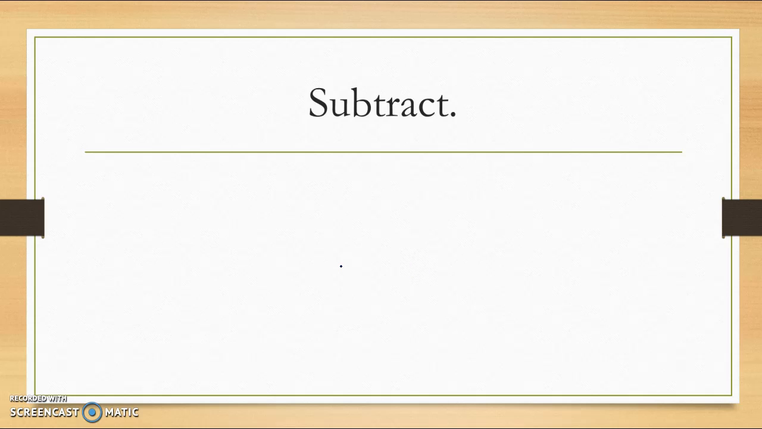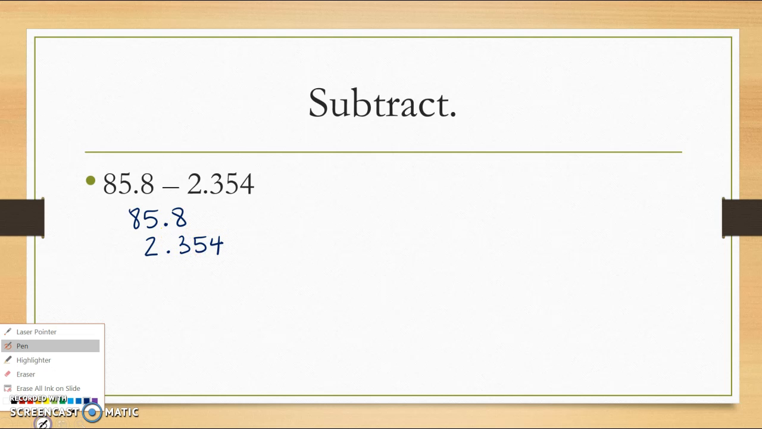Our next couple problems are going to be subtraction problems. So similarly to adding decimals, we need to line up our decimals when we are subtracting. So adding and subtracting of decimals, we line them up. So our 85 and 8/10 goes on top. Here we've got 2 and 354 thousandths. And there's a couple spaces, so I'm going to add in my 2 placeholders here.